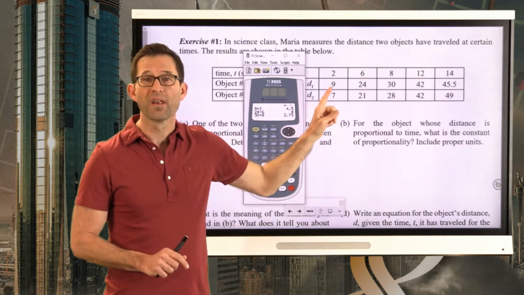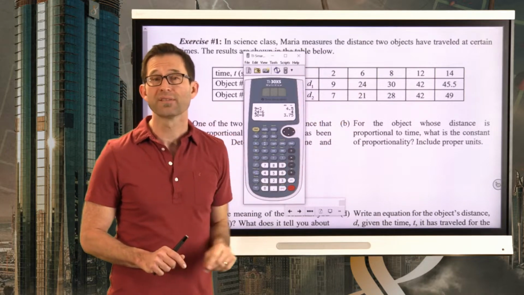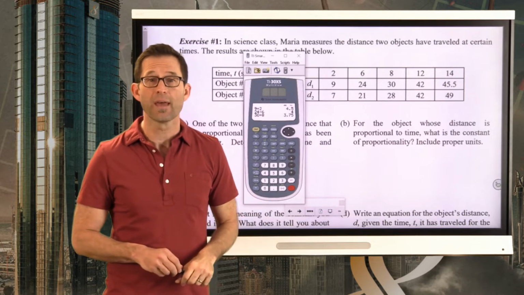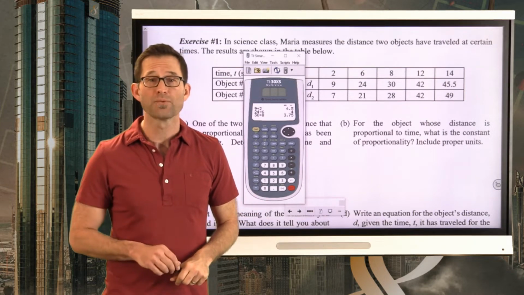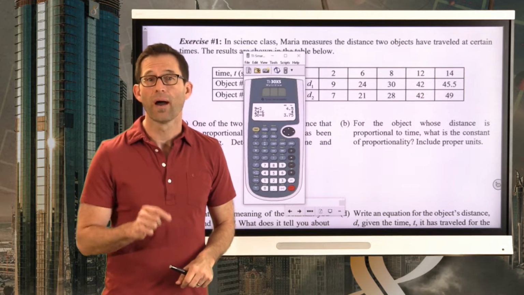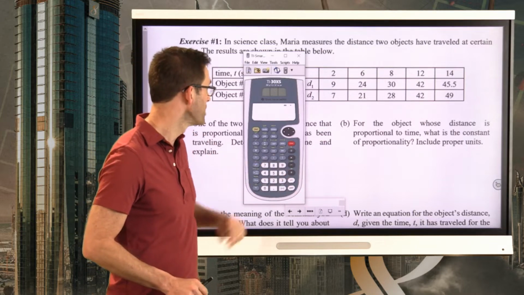The plain fact is because 9 divided by 2 is 4.5, whereas 24 divided by 6 is equal to 4, immediately tells me, because those two ratios aren't the same, that the distance that object 1 has traveled is not proportional to the amount of time that it's traveled. But let's take a look at object number 2. Let me clear this out here.